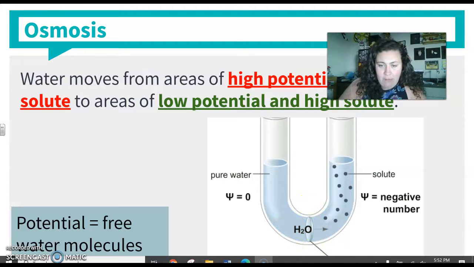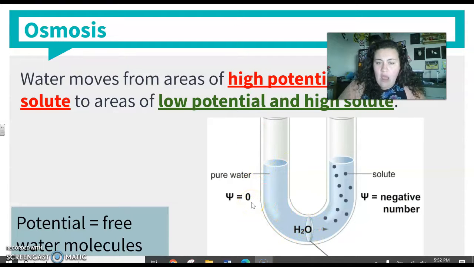And then they have this permeable membrane here that the water can move through, but these solute molecules cannot. You have 100% pure water over here. All of those molecules are free to interact. So this has a very high water potential, okay?